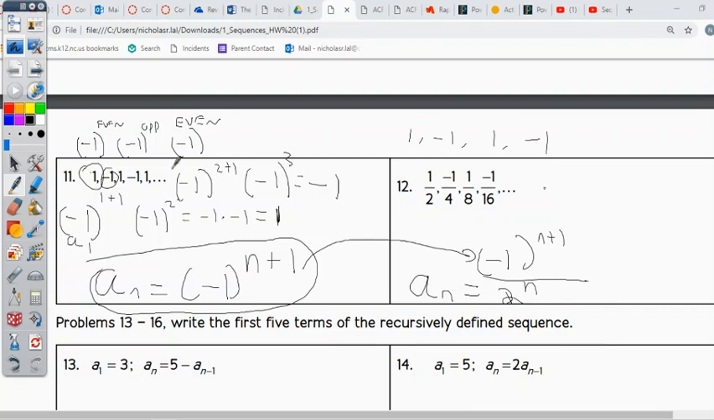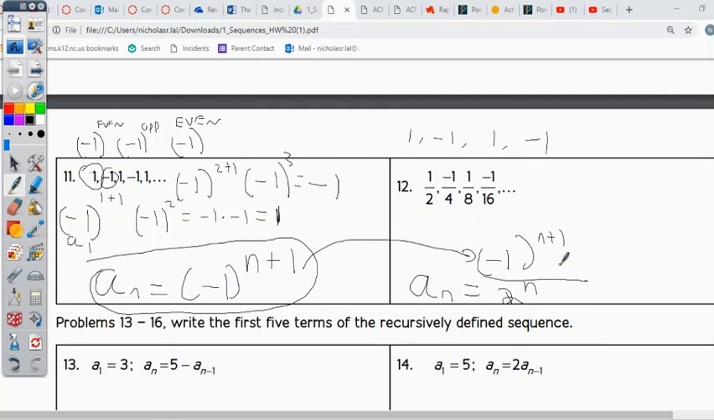So because of that, if the first term needs to be positive, then you have to raise it to the n plus 1 power. If the first term is negative, you can just do negative 1 to the n power. So it's more about pattern finding. It's less of a step-by-step process than some other math.